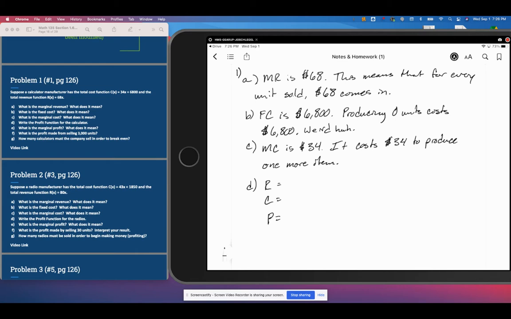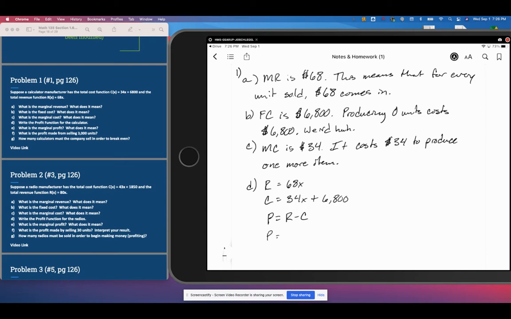Moving on to part D, we're asked to produce a profit function. For the profit function, we need revenue and we need cost, because profit is revenue minus cost. Our revenue function was given to us. It is 68x. Our cost function was given to us as well, 34x plus 6,800.